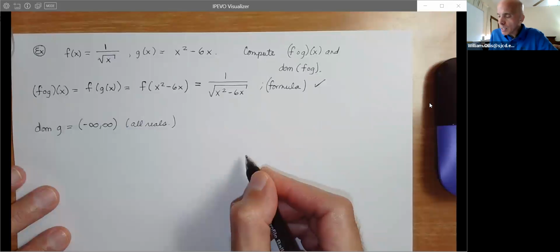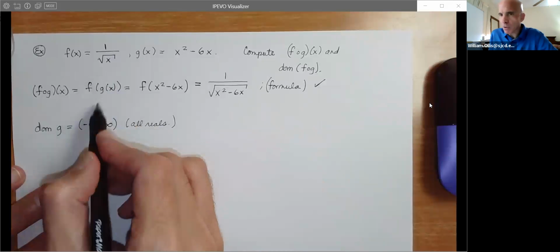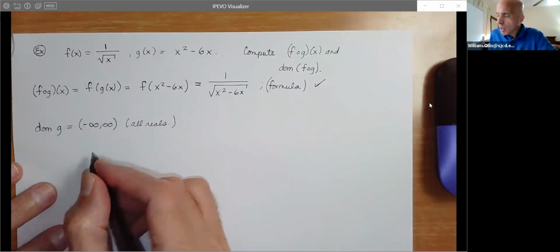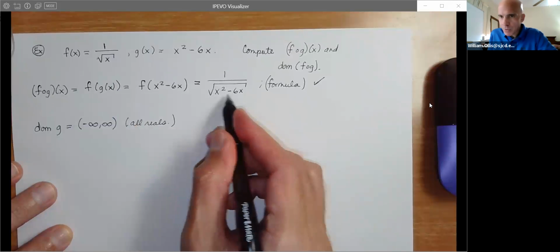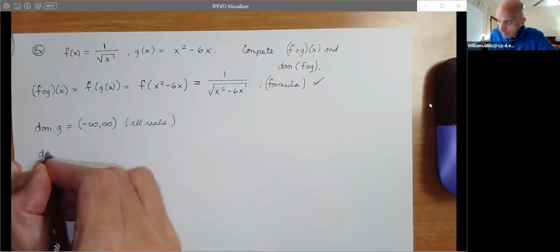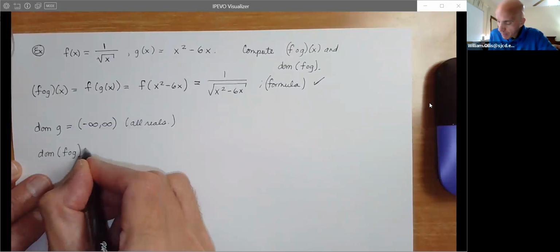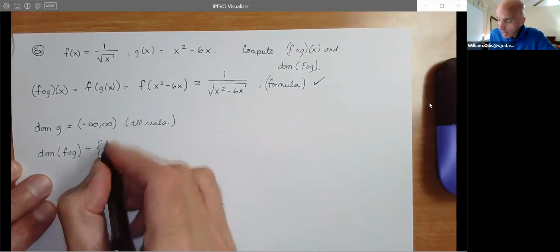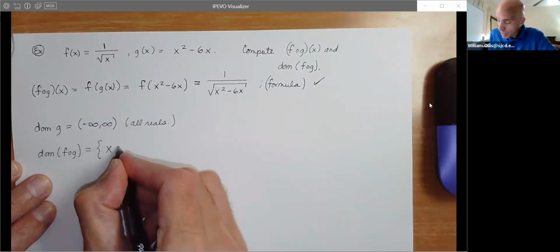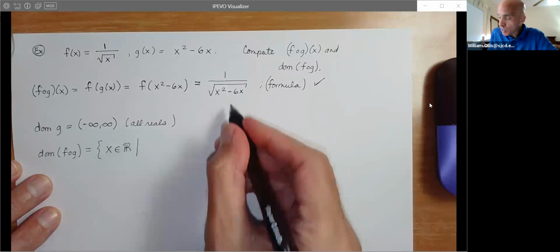Now, you look at the radical here and say, well, there's no way we're going to be able to keep all of those real numbers. This isn't going to work. So now we apply what we've done here. So then the domain of f circle g will now be, again, x in the domain of g, which is all real numbers. We'll just say x element of the real numbers, such that, and here's the restriction, we go over here.